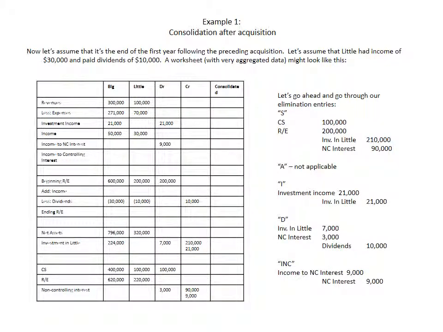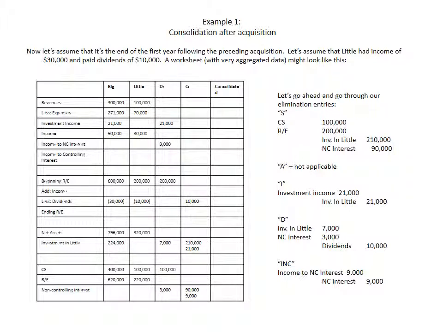Okay, let's go ahead and post all this stuff to the worksheet. Again, debits to the debit column, credits to the credit column. A couple things you need to be careful of. First, in the S entry, be real careful when you see that debit to retained earnings. We always adjust beginning retained earnings. Again, there's beginning retained earnings in the worksheet, and there's ending retained earnings. Be sure to debit beginning retained earnings up in the middle of the worksheet.